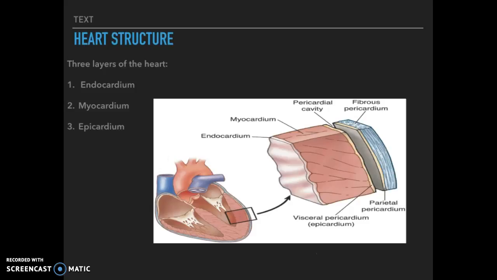Heart structure. The heart is made out of three layers: endocardium, myocardium, epicardium. As you can see in this picture, the endocardium is this outer layer of the heart wall. The myocardium is this inner layer, which is a muscular, thick type of tissue. And then you have the epicardium, which is this inner layer of the heart.